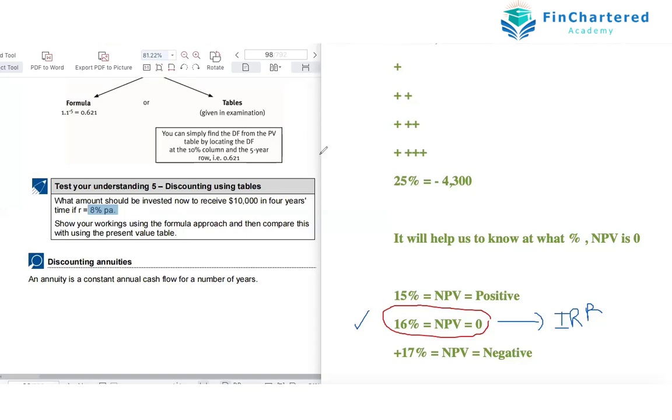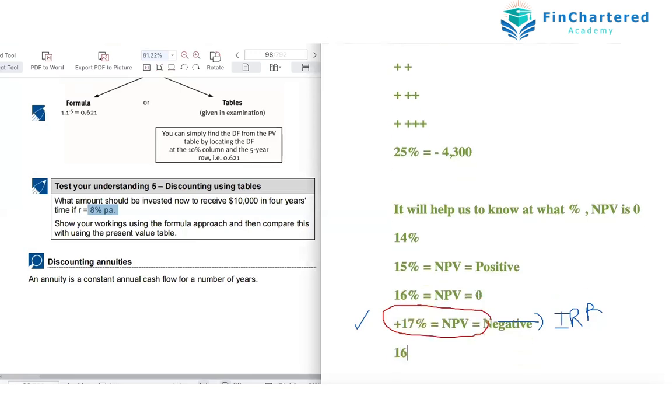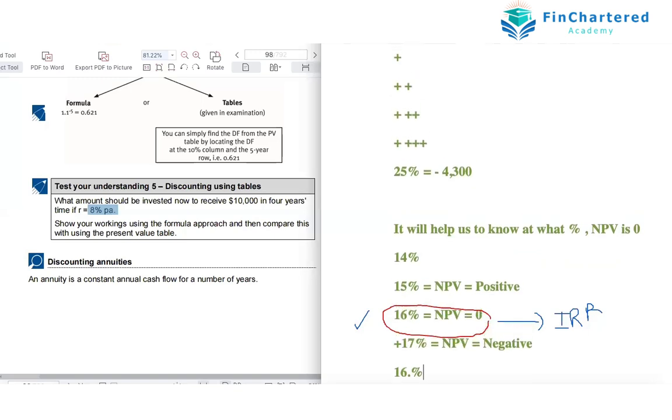So anything less than 16% will be positive. So if the cost of capital is less than 16%, can you accept the project or reject it? Anything less than 16% will be positive. So now you know 14%, can we accept or reject? Accept. Very good. And what about 16.5%? Should we accept or reject? Reject. This is how IRR helps you.